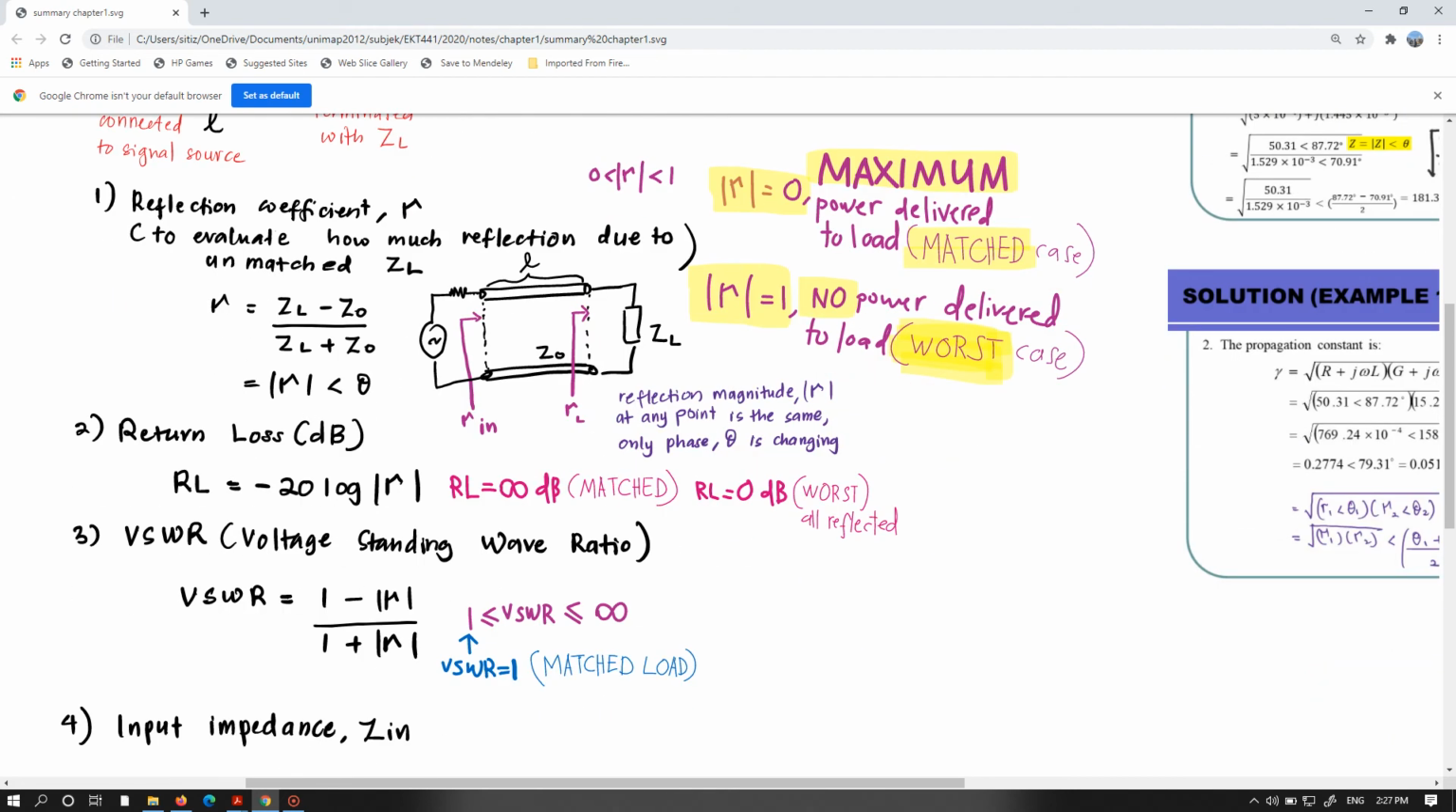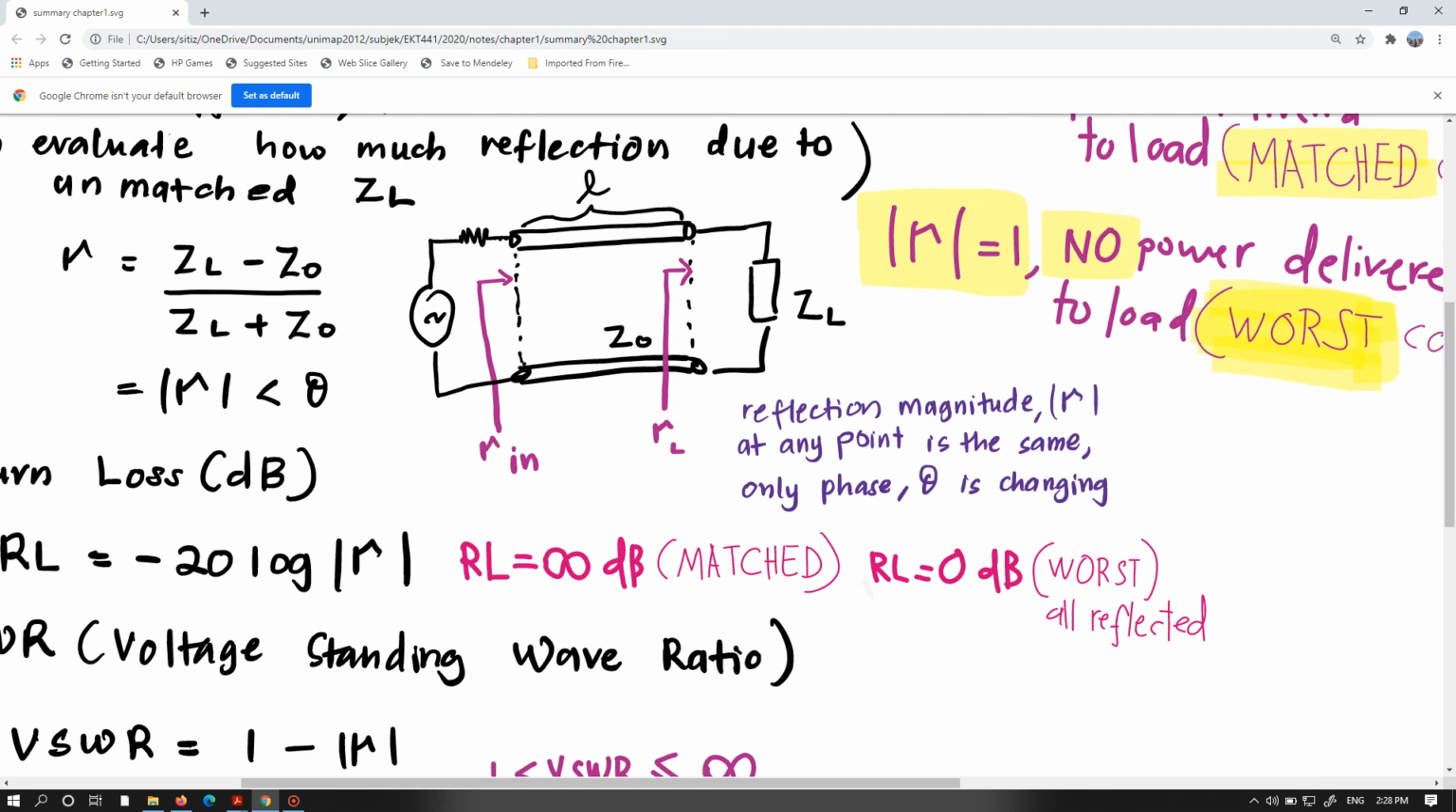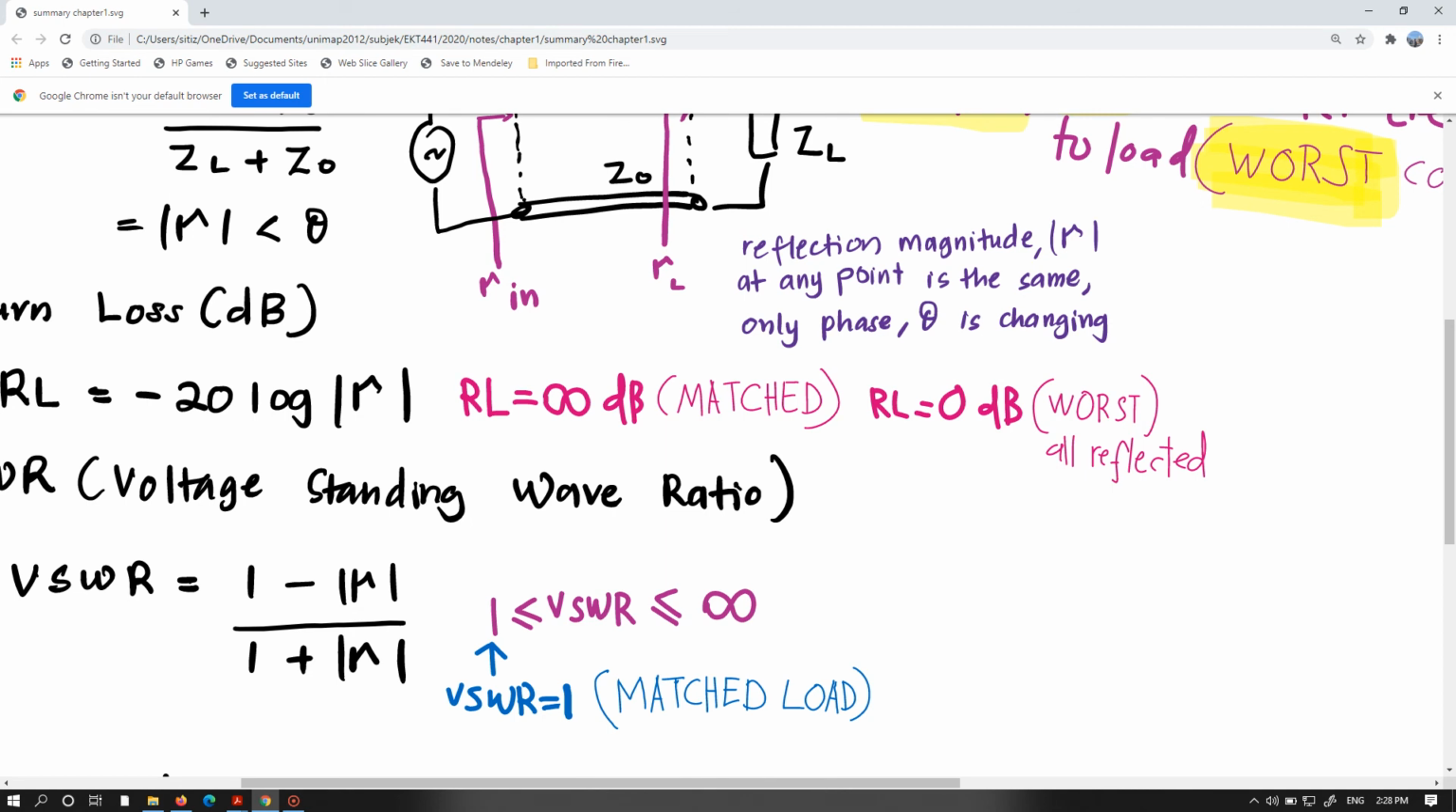Okay, second one. The reflection coefficient is unitless. The return loss is represented in dB, so it is just related to the magnitude of the reflection coefficient. Also here you can know, if the value is infinity, it is matched. If it's 0, worst case, all the signal is reflected.